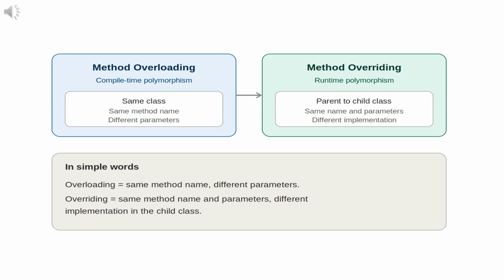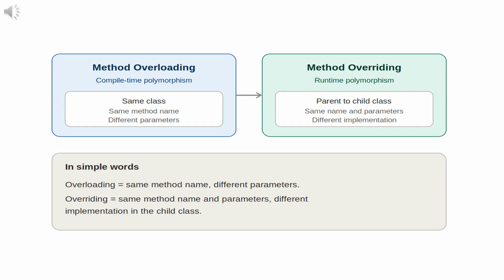Method overloading, blue box, called compile-time polymorphism because the compiler resolves which version of the method to call at compile time, based on the argument types you pass. It happens within the same class. You define multiple methods that share the same name but differ in their parameters, different number, type, or order of arguments, like add(int a, int b) and add(double a, double b).